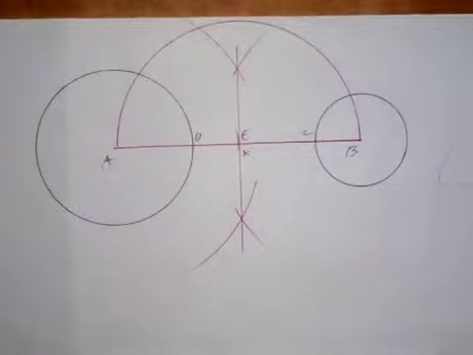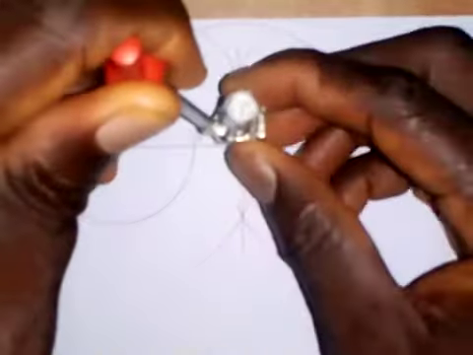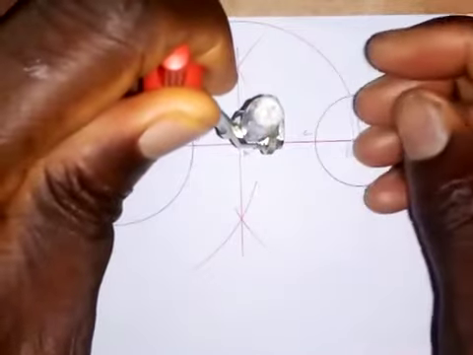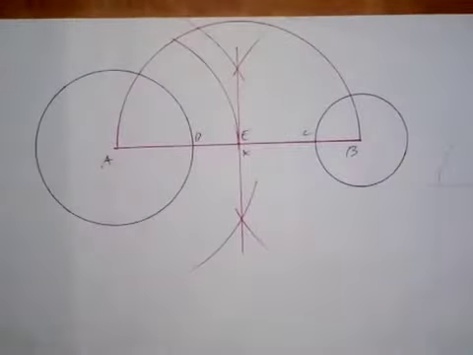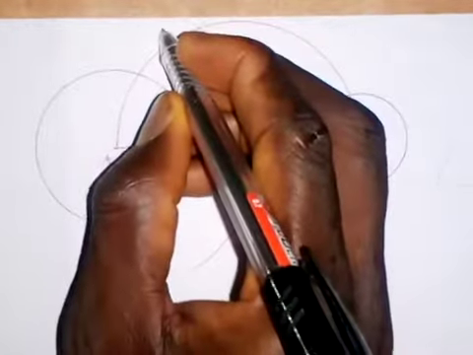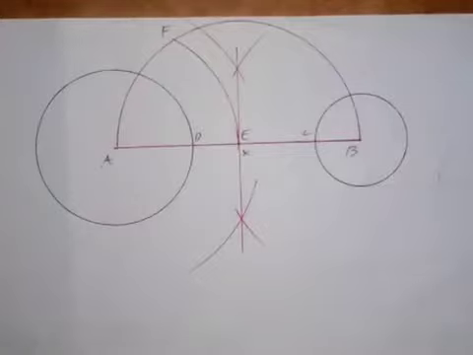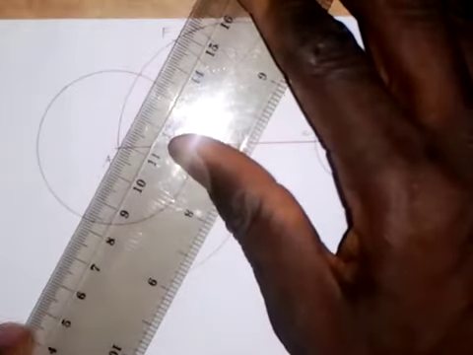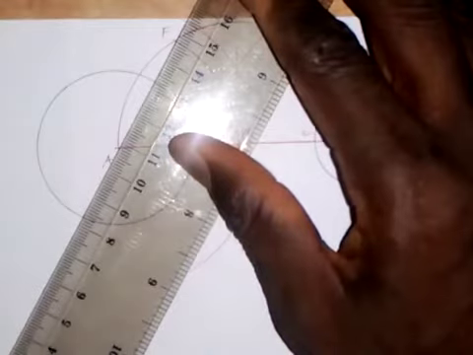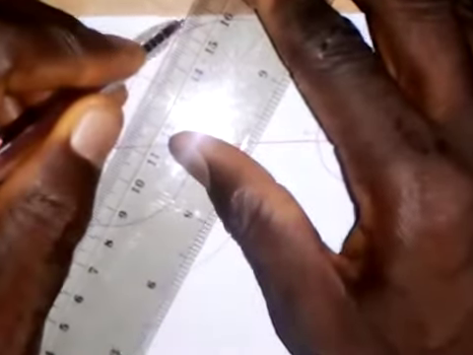Next, I place the point of my compass at A, extend it to point E, and draw an arc. This arc touches the semicircle at this point. This is point F here. Next, I'm going to draw a straight line from A passing through point F. So it goes like this.